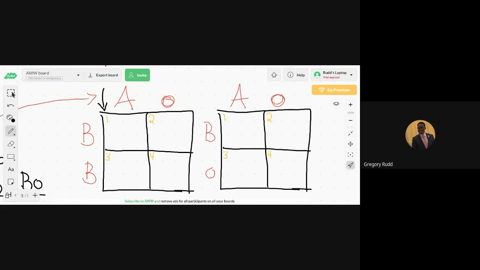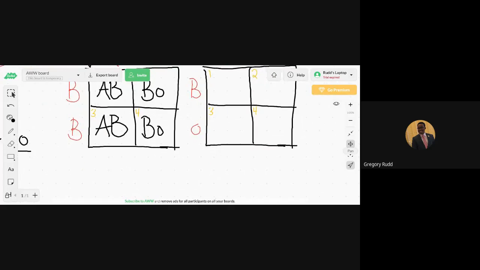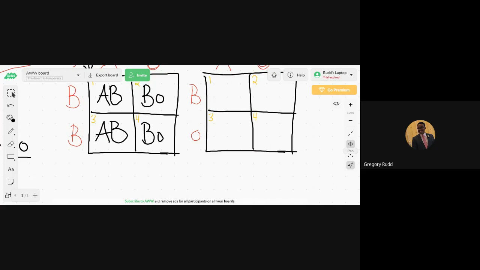What goes in box 1? AB. A, B. What about box 2? BO. Good, B, O. What about box 3? AB. And box 4? BO. Good. So if Future's blood type is BB, is it possible for him to have an O child? No.